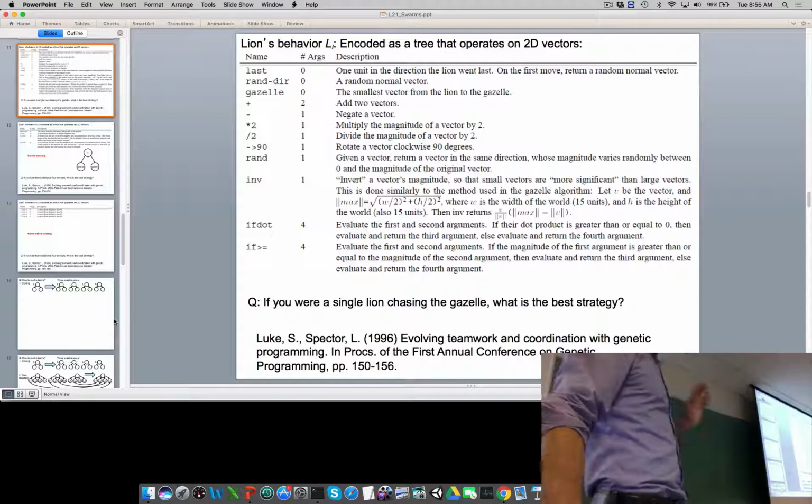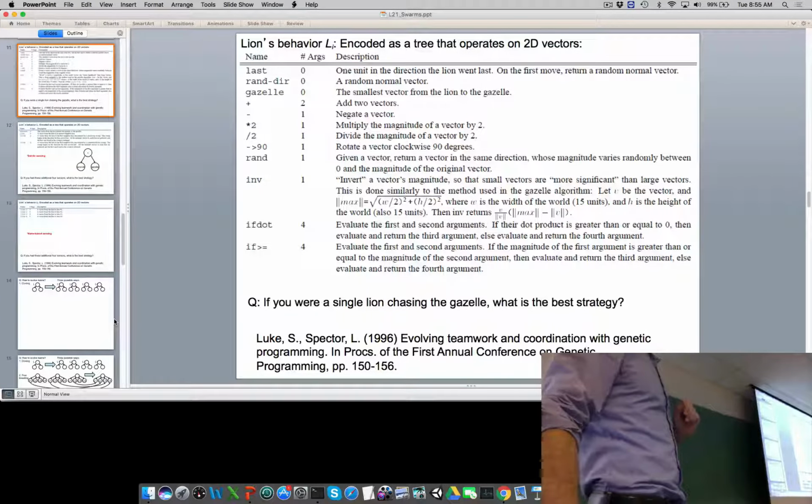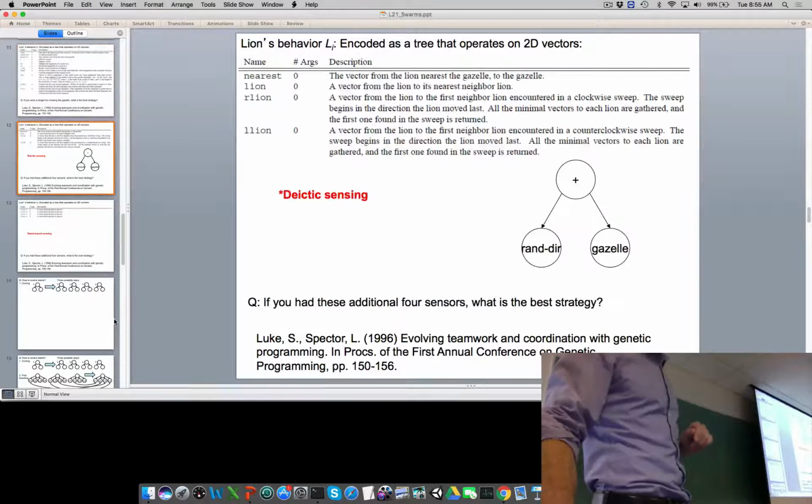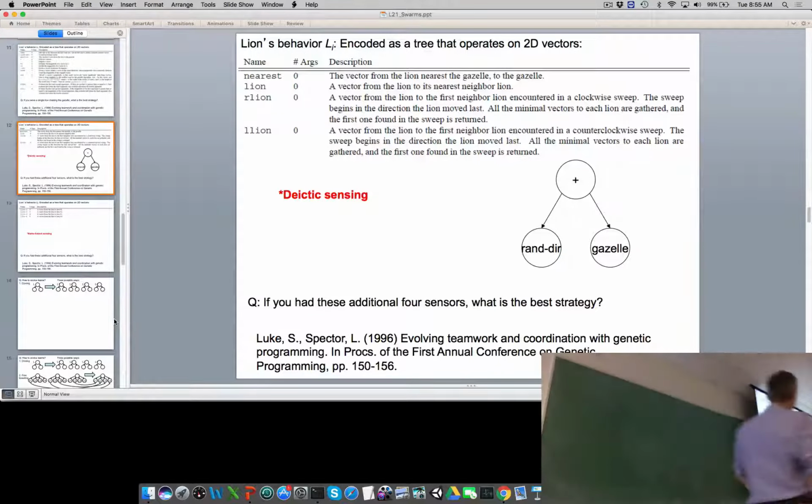They did a number of experiments in this paper. The first experiment was using these operations and operands. In the second experiment, they added in 4 new possible leaf nodes. You can think of these as additional sensors. So for example, nearest will now return a vector from the lion nearest the gazelle to the gazelle.